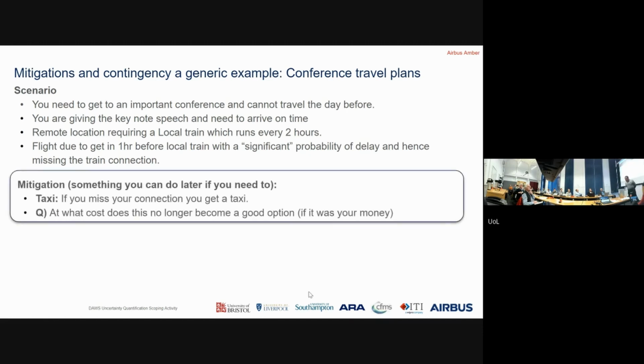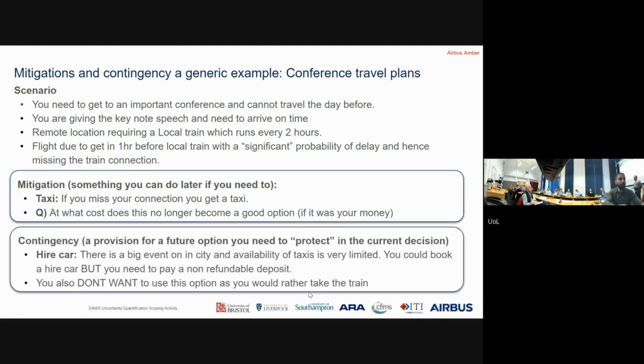If we talk about a mitigation, this is something you can do later if you need to. For example, in this situation, you could get a taxi. If you miss the train, you just collect a taxi. Fine. The question would be, at what cost does that mitigation no longer become a good option, if you were paying? At some point, that mitigation is there, but the cost of the mitigation becomes something you don't want to spend.